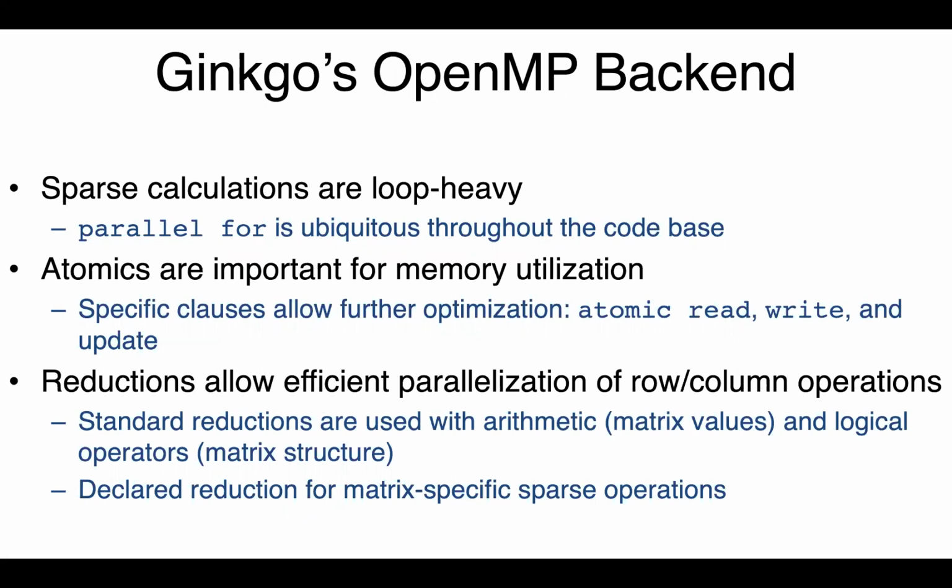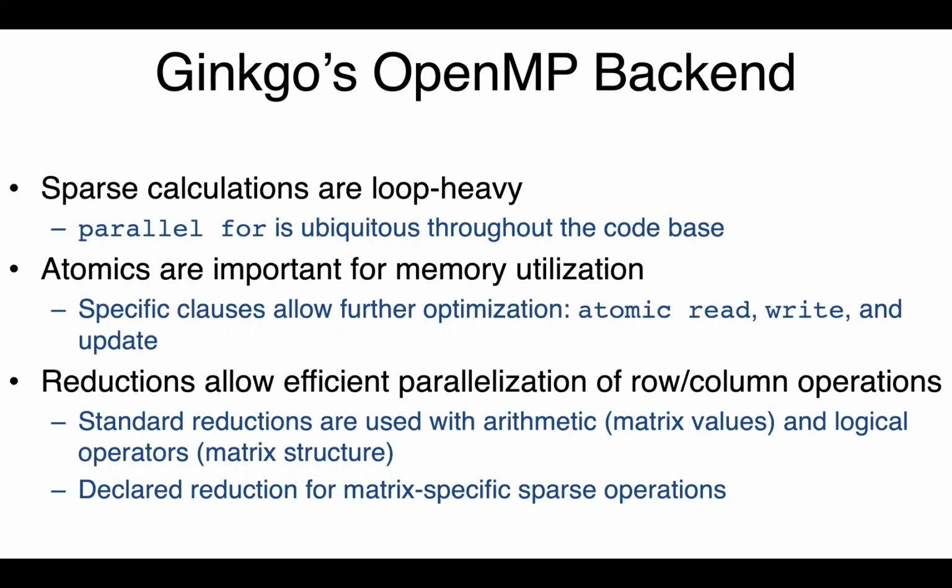Because the sparse calculations are loop heavy, we have very ubiquitous use of parallel for throughout the entire code base of this particular backend. But because for sparse operations we want memory utilization to be very high, there's very advanced use of atomics. There's not just a simple atomic statement, but a lot of code specifies whether the atomics are read, write, or perhaps update. And that allows OpenMP to optimize very well and use the memory of the target very well.